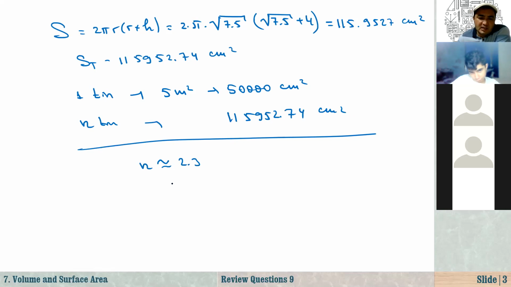And we don't measure like this. How many tins of paint? So we will need 3 tins of paint to paint 1,000 such cylinders.